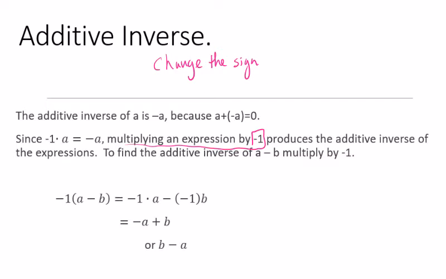So that's the idea, is we can multiply a number by -1, and that gives us the additive inverse of that expression. Okay, so if we're talking about polynomials like a minus b, we can multiply a minus b by -1, and distribute the -1. So it'll be -1 multiplied by a, which is negative a, and then -1 multiplied by negative b is positive b, right? So the additive inverse of a minus b is negative a plus b, or you could rearrange that and get b minus a.